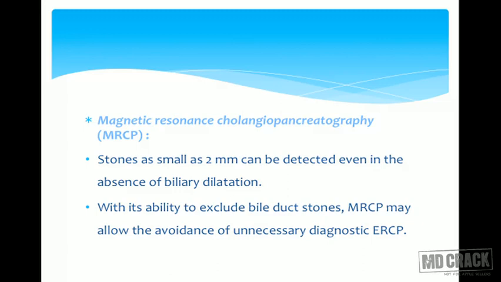So stones as small as 2 mm can be detected even in absence of biliary dilatation. Stones which are 2 mm and above are better detected by transabdominal ultrasound, and stones smaller than 2 mm can be detected by magnetic resonance cholangiopancreatography. With its ability to exclude bile duct stones, MRCP may allow the avoidance of unnecessary diagnostic ERCP.